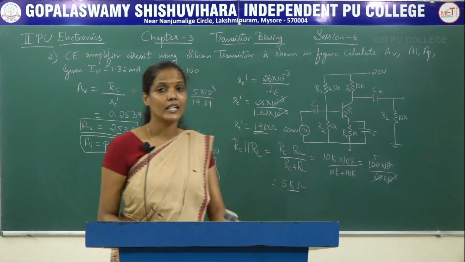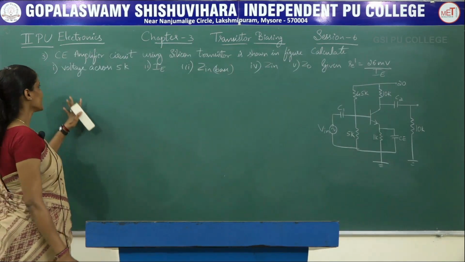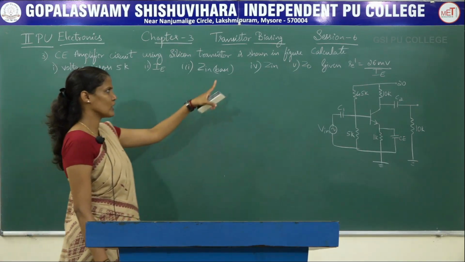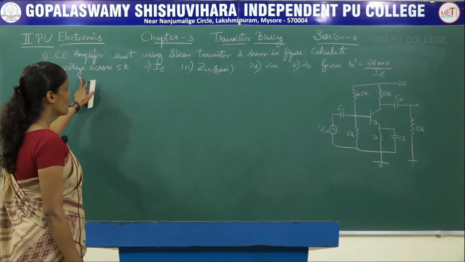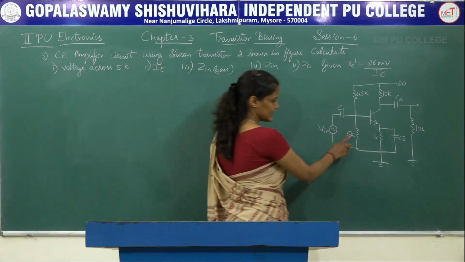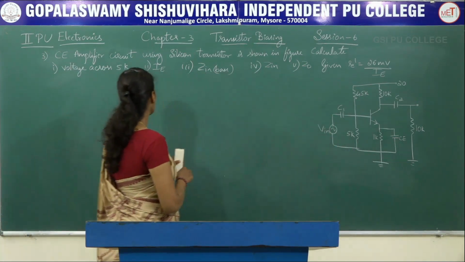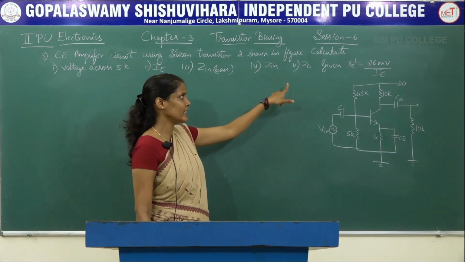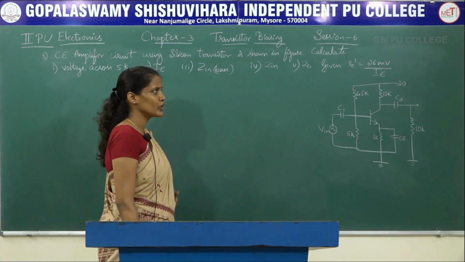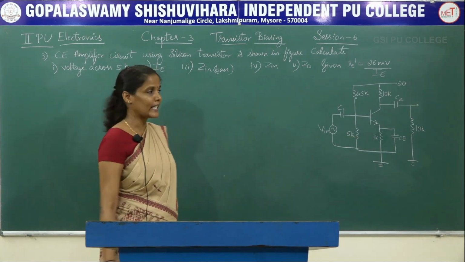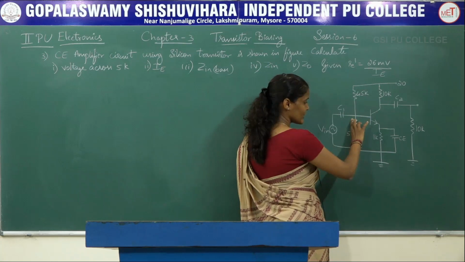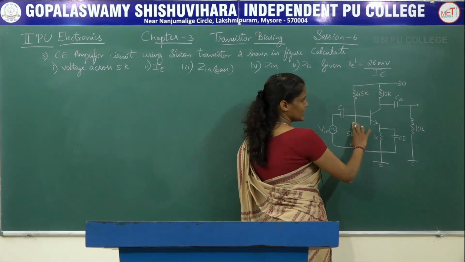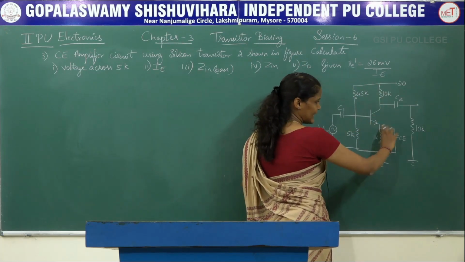Now let's move on to the third problem. This is the third problem. What is given? A CE amplifier circuit using a silicon transistor is shown in the figure. Calculate the voltage across 5K, that is this, the voltage across 5K, IE, Zin base, Zin, Zo, given Re dash is equal to 26 millivolts divided by IE. The voltage across 5K is nothing but the voltage across V2. Here we are given R1, R2, RC, RE, RL.